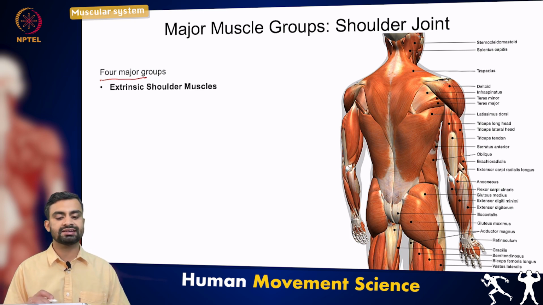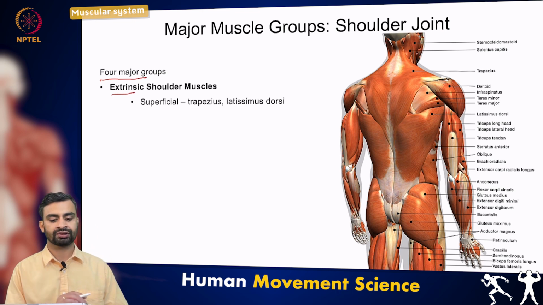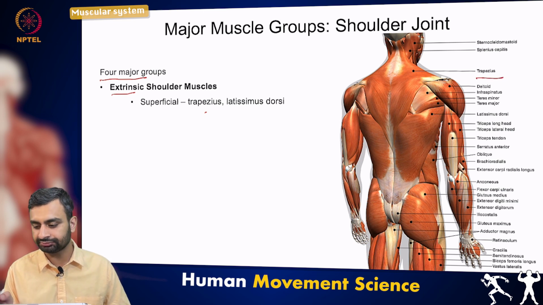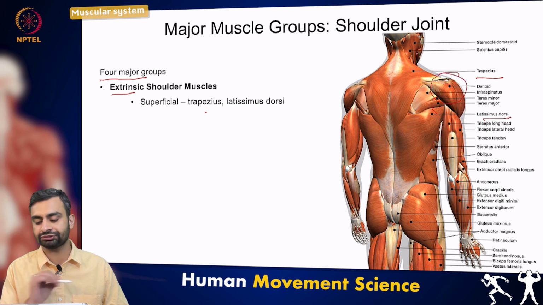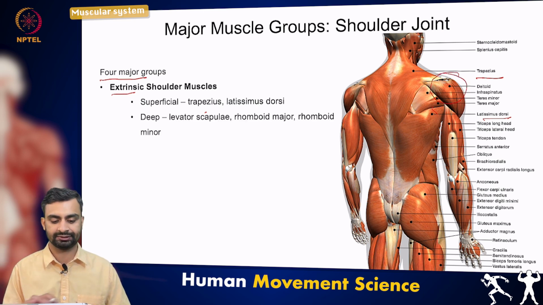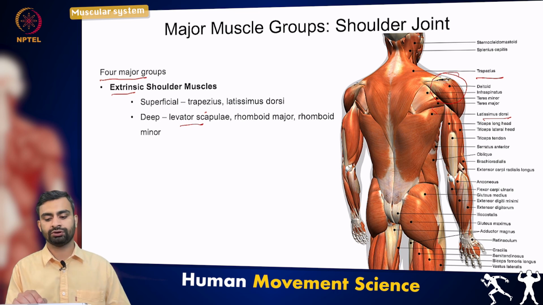The first one is the extrinsic shoulder group. Extrinsic means external. It is further subdivided into superficial muscles like trapezius and latissimus dorsi. They are external to the shoulder joint, and they are superficial, like near to the skin. And then there are deep muscles like levator scapulae, rhomboid major and rhomboid minor.